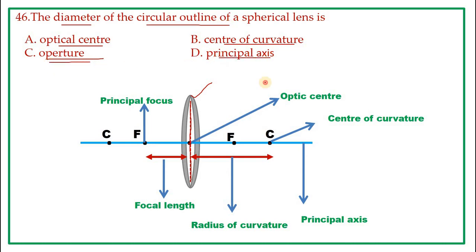So principal axis means this horizontal line, the imaginary line which passes through the optical center. So that is the principal axis. But here the correct option is C, aperture. Move on to the next one, children.